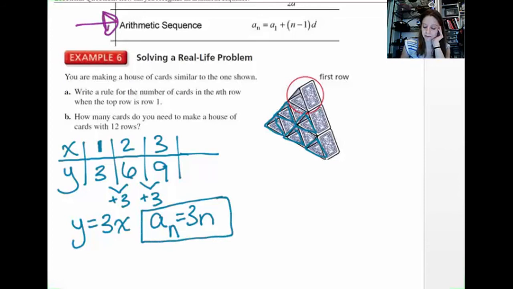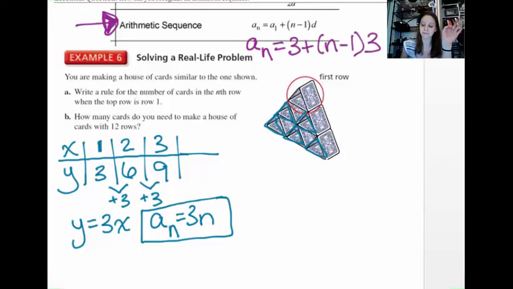I wrote myself a reminder up here that when you have an arithmetic sequence, you can also use the arithmetic sequence formula. I tend to default to y equals mx plus b because it's what I'm most familiar with. But it's okay if you use that formula, and if you do, you get a sub n equals the first term, which is 3, plus n minus 1 times the difference, 3. And if you were to distribute that 3 and combine like terms, you would get my answer, a sub n equals 3n. This is also a fine answer.